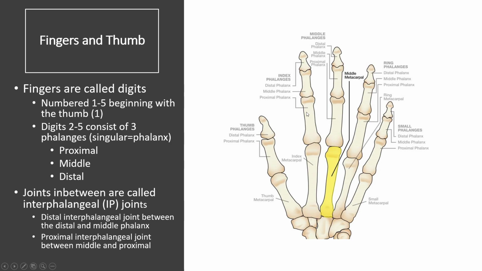So again, proximal phalanx, proximal interphalangeal joint, middle phalanx, distal interphalangeal joint, and distal phalanx. And then in the thumb, we just have an interphalangeal joint, and then proximal and distal phalanx.